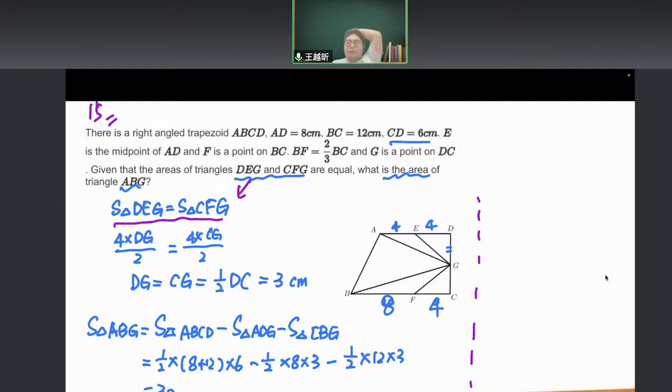I won't give you any mark. So for example, you write down this. Yeah, this one, I maybe give you 3 points. And after that, you find out G is the midpoint. So this one is very, very important. Maybe I will give you 6.